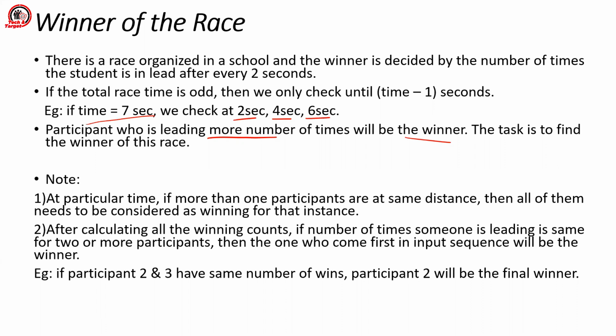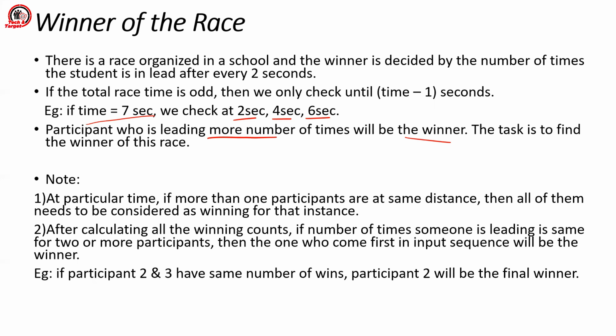So this is quite different from the normal racing conditions. In normal racing conditions, there will be a source and there will be a destination. So the person who reaches the destination first will be decided as a winner, isn't it? Now, what is happening here is, there will be a fixed amount of time duration for the race, and after every 2 seconds, the leader is checked. That means the person who is leading is seen, and that person's point will be raised by 1.